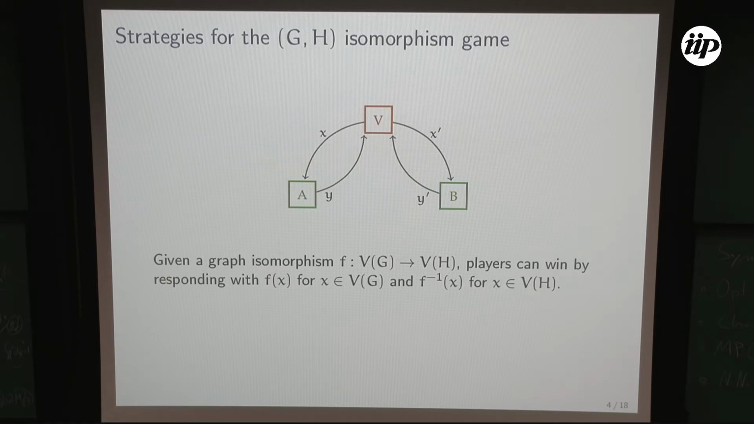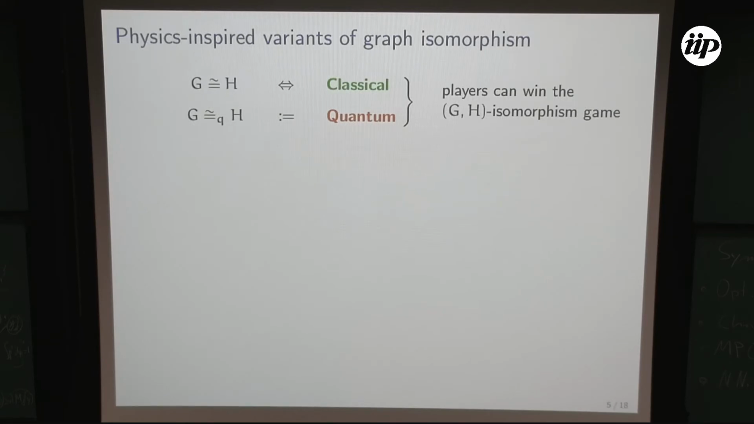Now, it's not too hard to see that actually the converse holds as well. This is how we sort of define this game. We wanted this property that whenever there exists a perfect strategy for this game, then the graphs actually need to be isomorphic. Okay. So the graphs are isomorphic if and only if classical players can win this GH isomorphism game. And therefore, we can define this quantum isomorphism simply as the existence of a perfect quantum strategy in this game. So the first one is something we prove, this correspondence with classical players. And the second one is something we define.